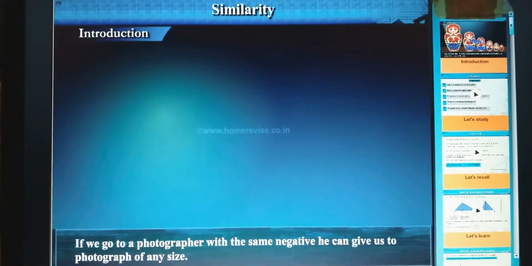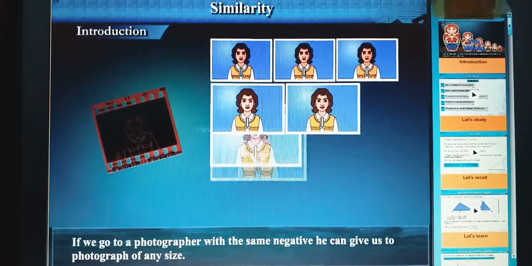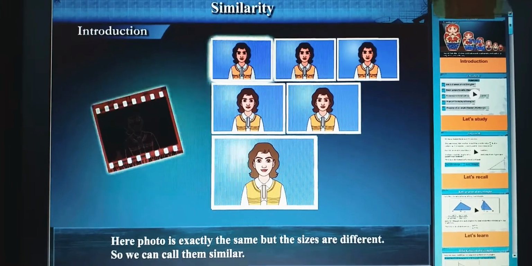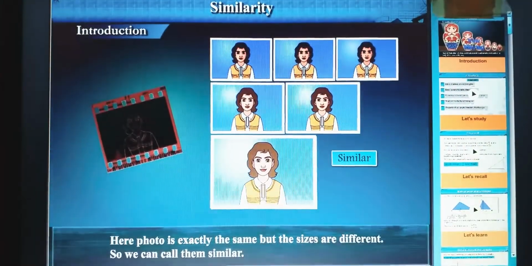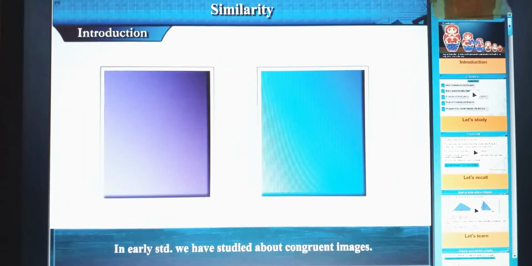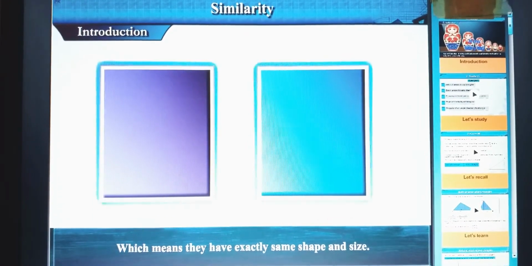If we go to a photographer with the same negative, he can give us two photographs of any size. Here, the photo is exactly the same, but the sizes are different. So we can call them similar. In early standards, we have studied about congruent images, which means they have exactly the same shape and size.